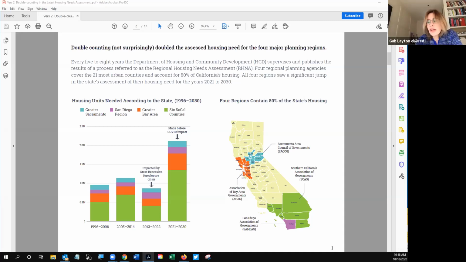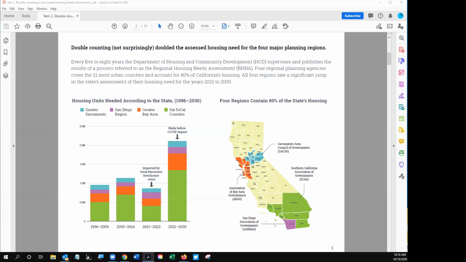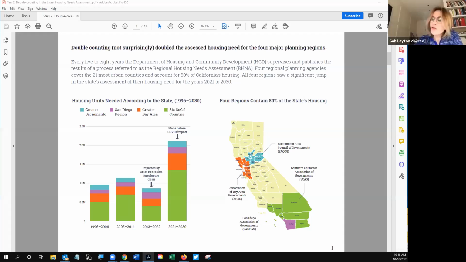And I'll also point out that these housing assessments were made before COVID, and so I think they also need to be assessed in terms of what impact COVID will have on these numbers. Rick, if we can go to the next page.